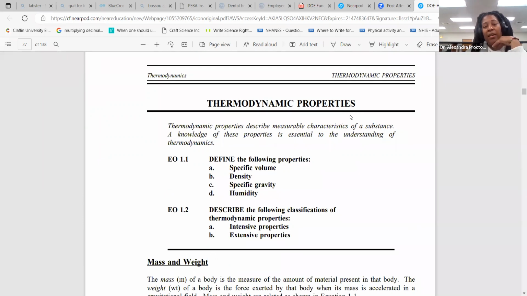So we're going to start by defining specific volume, density, specific gravity, and humidity, and then we're going to describe the classifications of these thermodynamic properties, which are intensive and extensive properties.